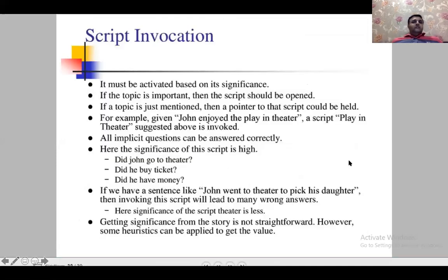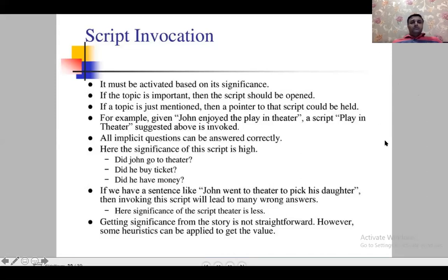Now the next part, that is the script invocation. It must be activated based on its significance. If the topic is important, then the script should be open. If a topic is just mentioned, then a pointer to that script could be held. For example, given that John enjoyed the play in theater, the script, that is a play in theater as suggested above, is invoked. All implicit questions can be answered correctly. So here the significance of the script is high.